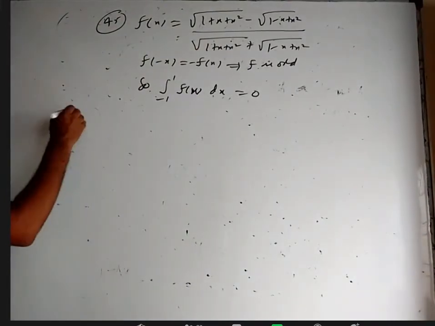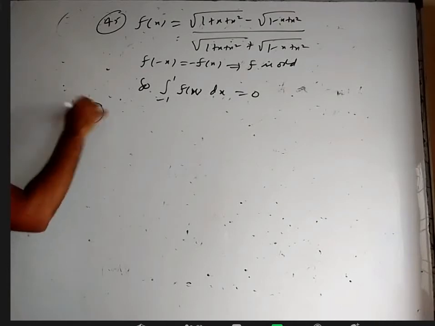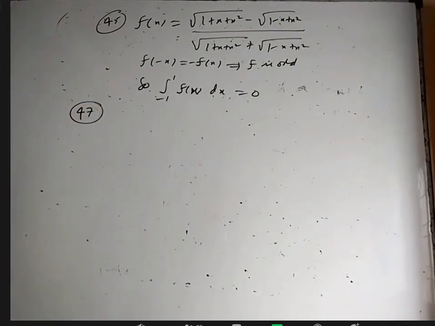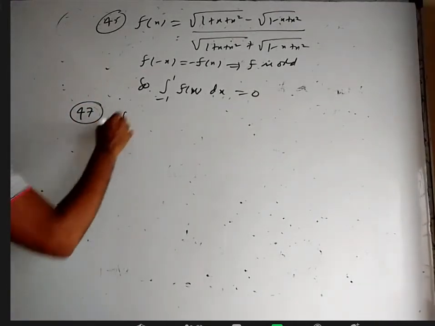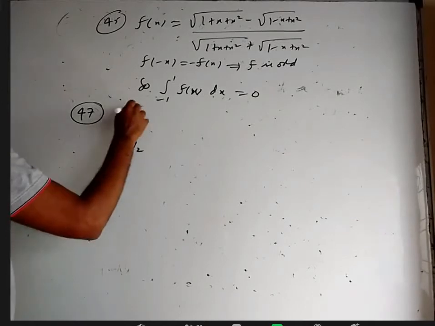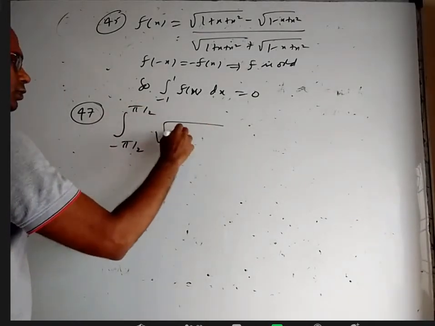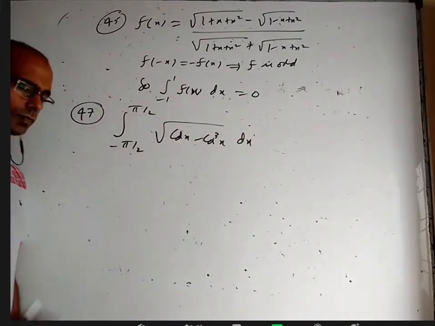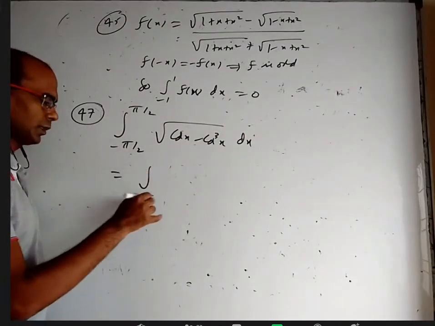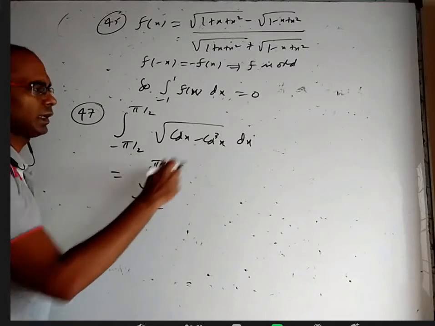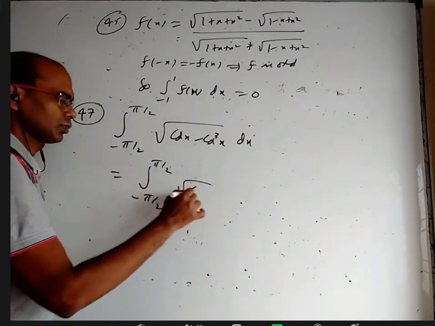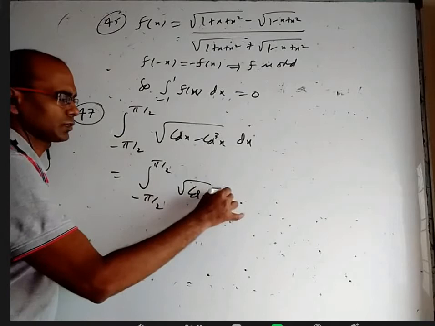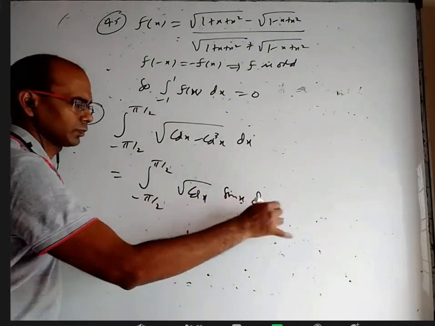Okay, 47. Integral from minus pi by 2 to pi by 2 of root over (cos x minus cos 2x). I can take cos x common. It will be root of cos x into (1 minus cos square x), which will be sin square x, under the root.